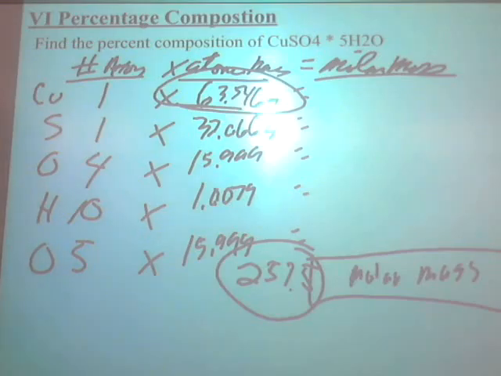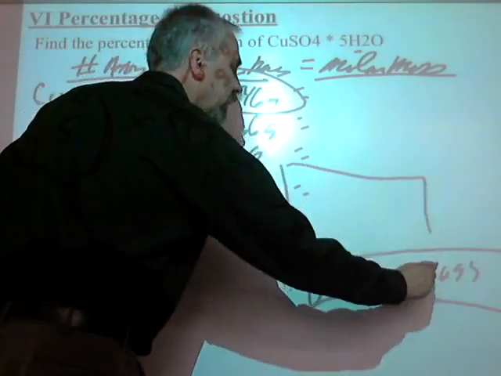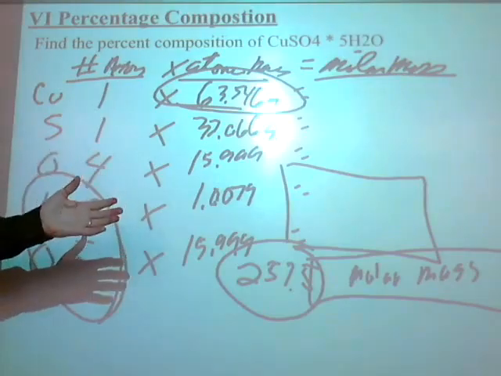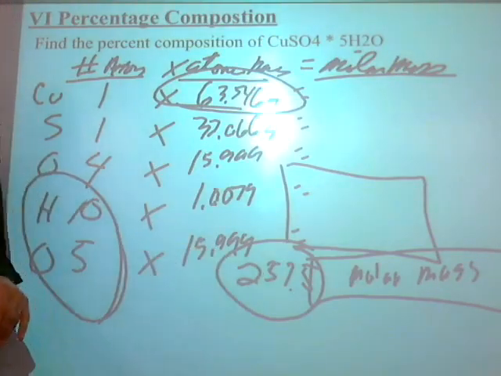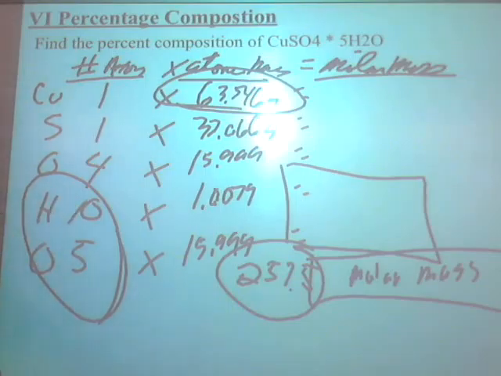What if it wanted the percentage composition of water in the compound? We actually did that in one of our labs as well. I would take the mass of both of these guys, and I would divide that by the molar mass. But it's always by the whole. Always divided by the whole, depending on what it asks you to do.